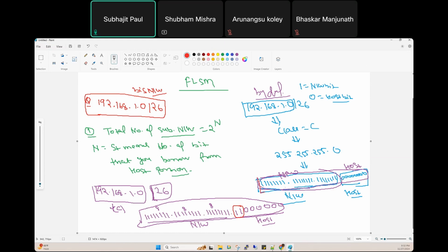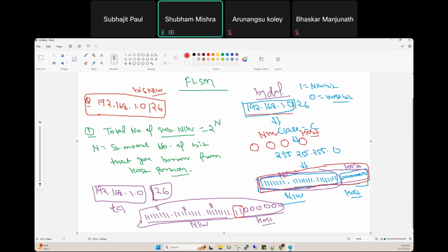Again, I am telling, this is the by default scenario. According to the by default scenario, if you are getting the class C network, it means first octet, second octet, third octet. These 3 octets are reserved for the network and the last octet is reserved for the host. Agree, everyone? Similarly, this belongs to class C. It means this octet, this octet, this octet is reserved for the network and this is reserved for the host.